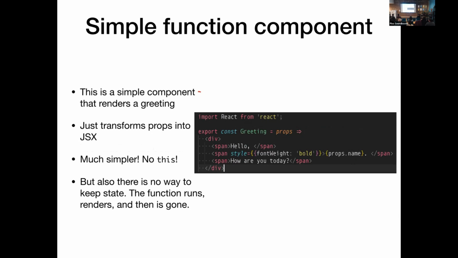There's no this to worry about because we're not talking about class instances or object instances. But because this is a function that executes once and then exits, we have no place to stash state values in here. We could try putting them outside the function, but then what if we need more than one of these, right? So function components are great for simple things like this. If you need to keep state or manage lifecycle, they don't really work, which is why we were stuck with class components for so long.